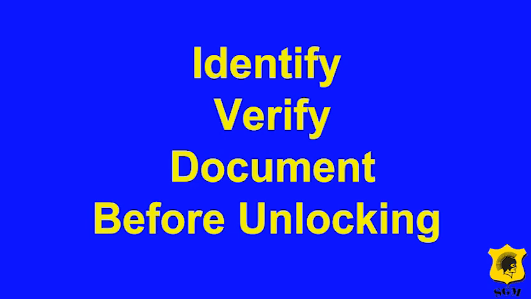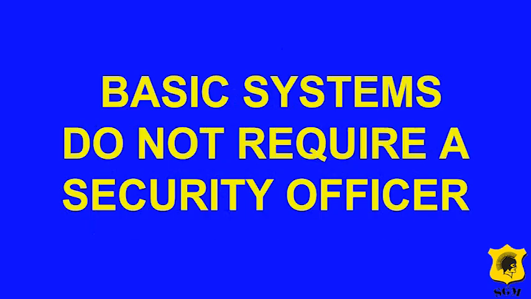Another system used in high security locations is the eye recognition system. This is basically the same concept as the finger reader, but in this case it scans the iris of the eye to verify the identity. There are more electronic access systems, some more sophisticated and some not, but the concept is always the same: identify, verify, and document before unlocking the door. Most of these systems usually do not require a security officer to be present.